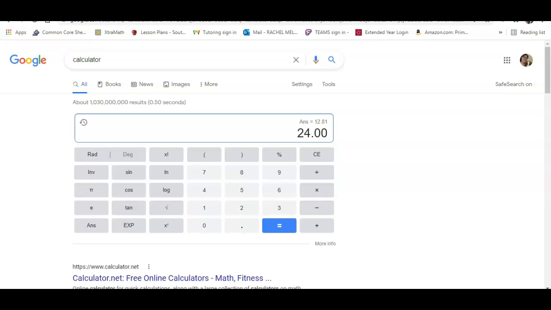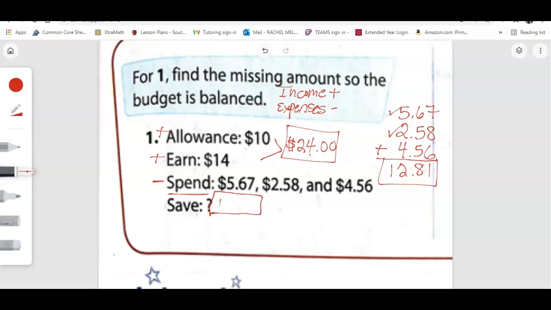So now I have my income of $24. I'm going to subtract $12.81, and that gives me $11.19. So that is the amount that I can save.